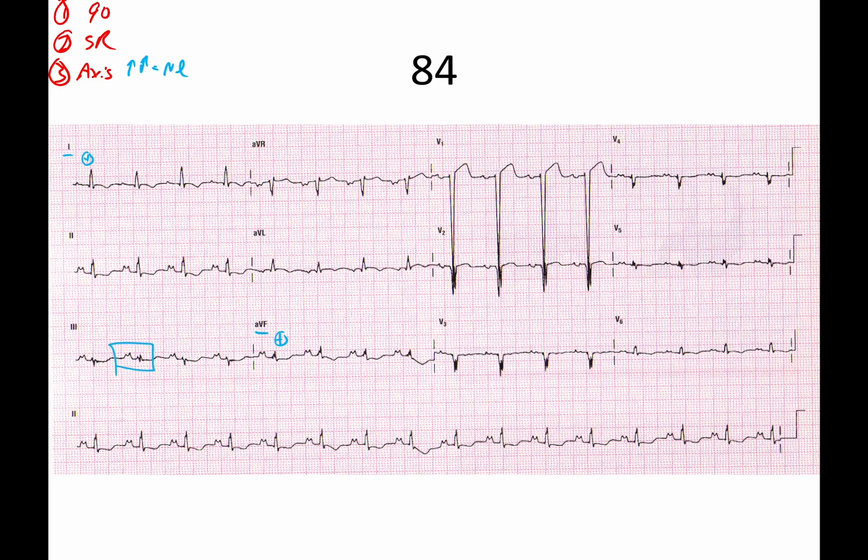And actually, this will be really fun to look at, period. But positive, isoelectric, negative, positive. So lead 3, isoelectric, which means this is our lead 3. So our perpendicular is here, which is 1, 2, 3.